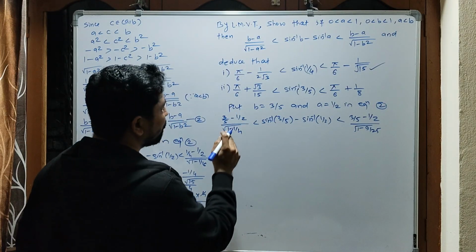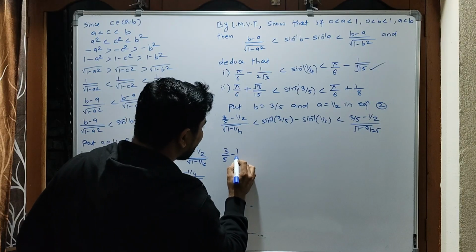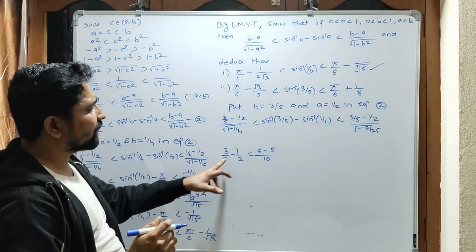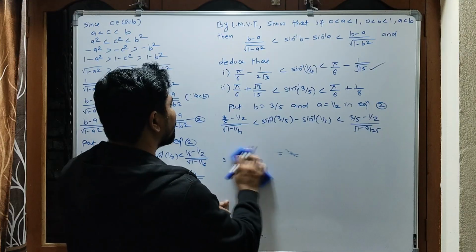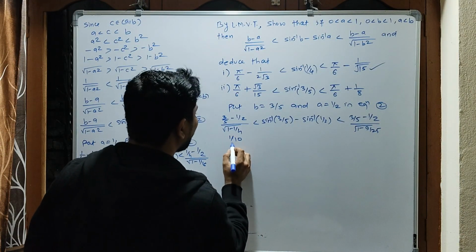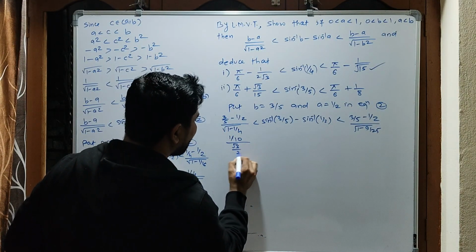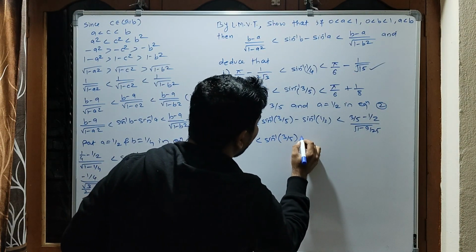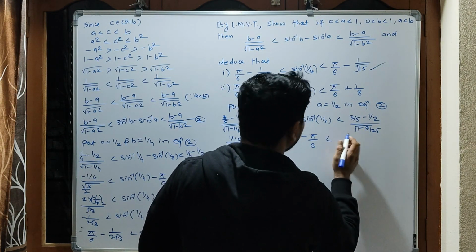Now here, 3 by 5 minus 1 by 2 is equal to 6 minus 5 divided by 10, which is equal to 1 by 10. So 3 by 5 minus 1 by 2 is 1 by 10. So this is 1 by 10 divided by 1 minus 1 by 4, which I will write as root 3 by 2, less than sine inverse 3 by 5 minus sine inverse 1 by 2, and sine inverse 1 by 2 is pi by 6, so it is less than pi by 6.